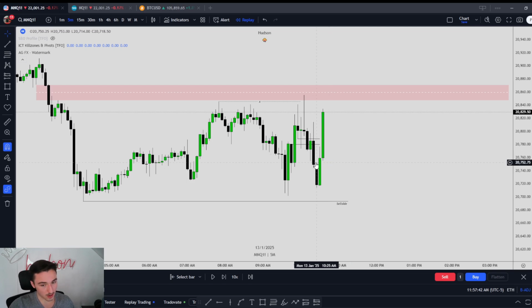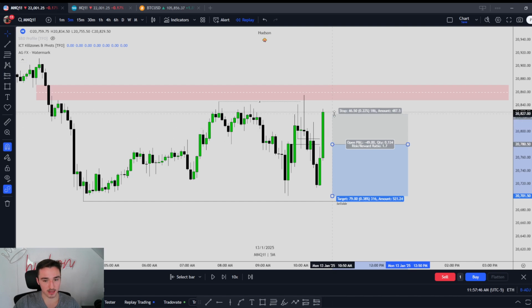So what did I do? I wanted to short this, so then I could have my stop right here and then just target a 2R because it's right below this low, right?